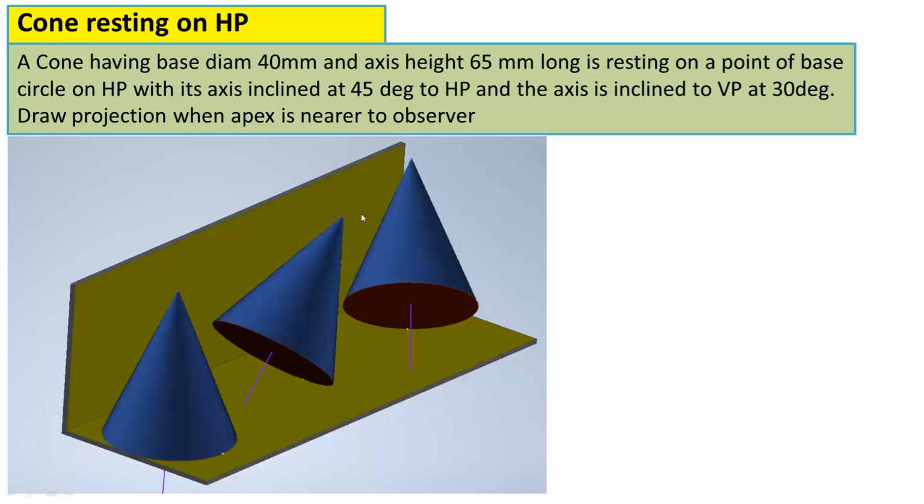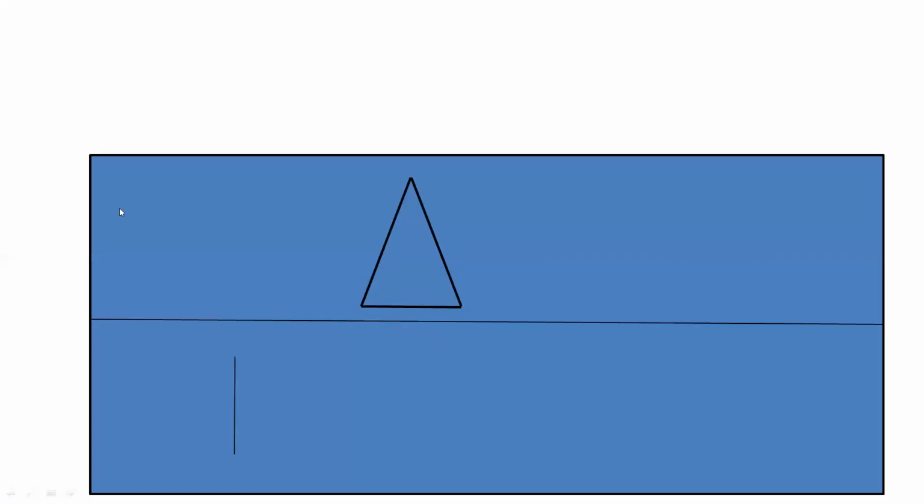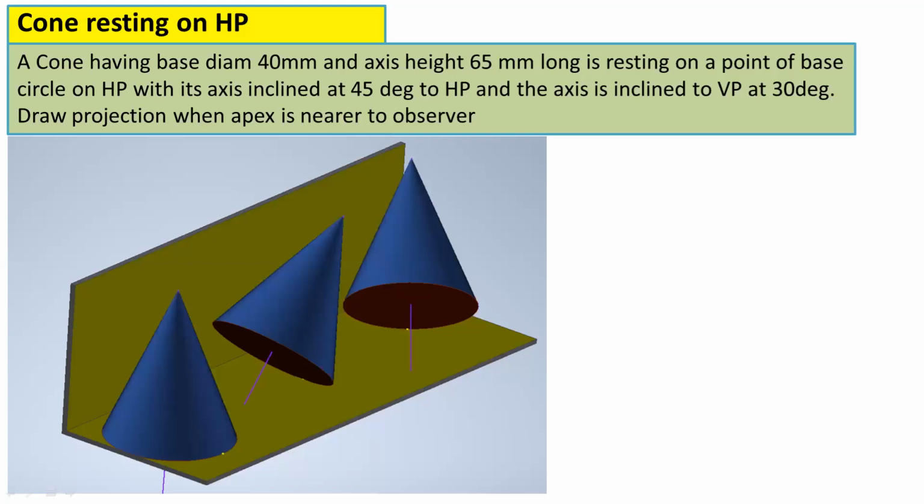So here you can observe the position of that cone in first, second, and the third stage. So in the first stage, we will assume the complete solid is resting on its base on the HP. So this is the first stage. So in the first stage, assume the complete cone is resting on the HP on its base, where this axis is perpendicular to the horizontal plane and parallel to the vertical plane. Okay, so this is your first stage.